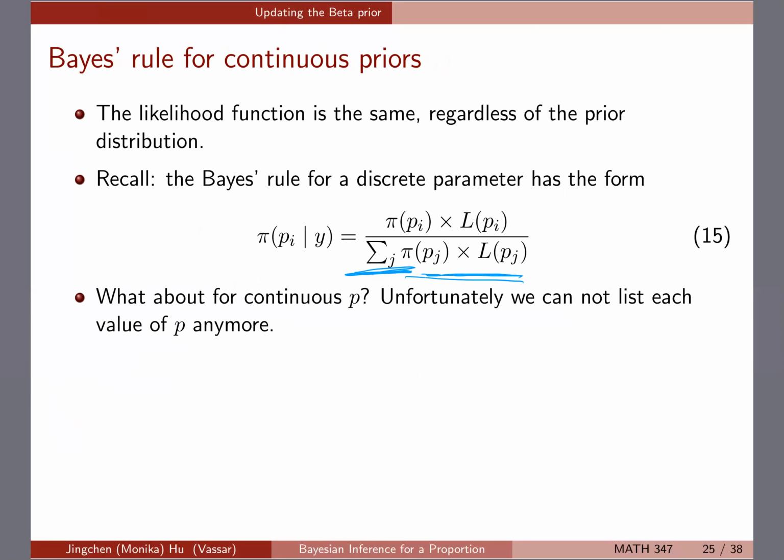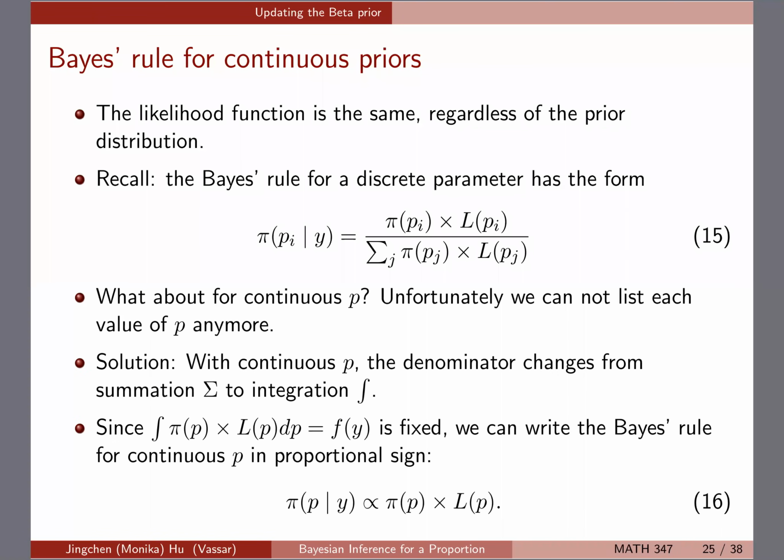So for a continuous P, obviously we cannot do summation, but you're going to replace the summation sign with the integral. And that integral is integrating over P, because P is the unknown parameter. So the range is from 0 to 1.